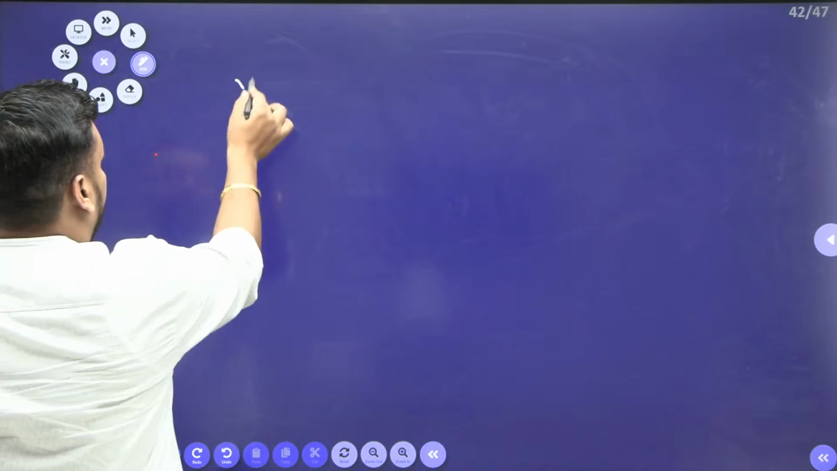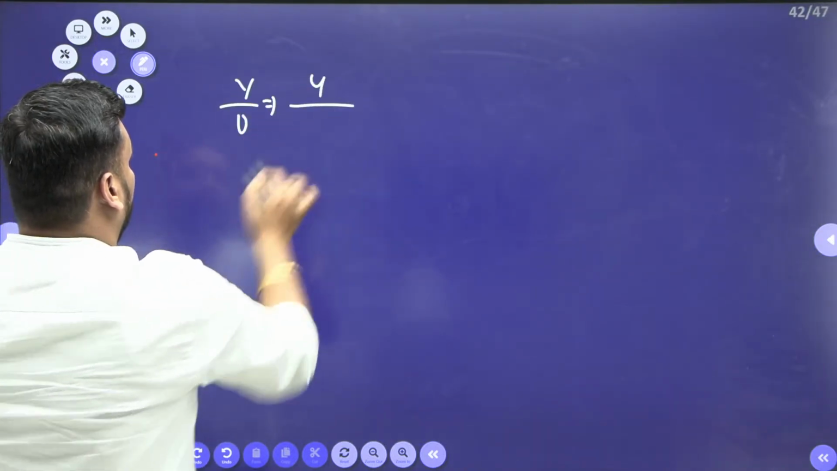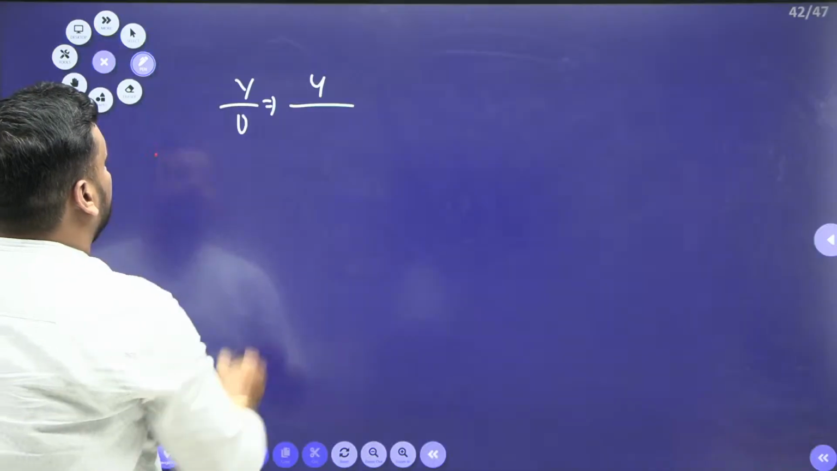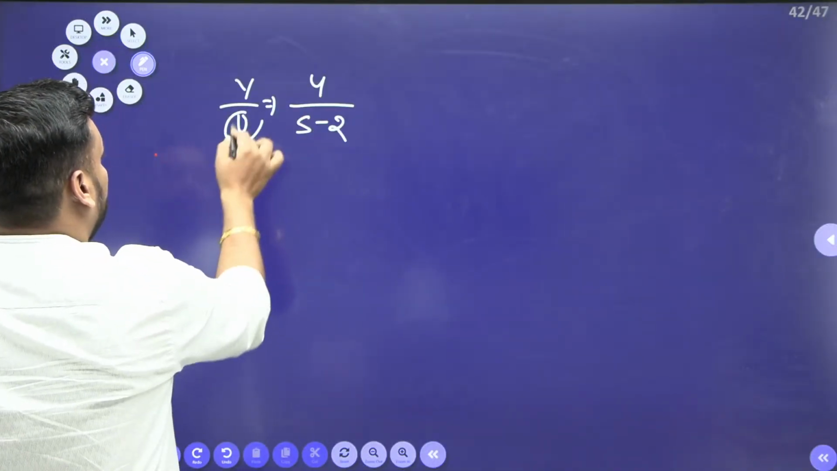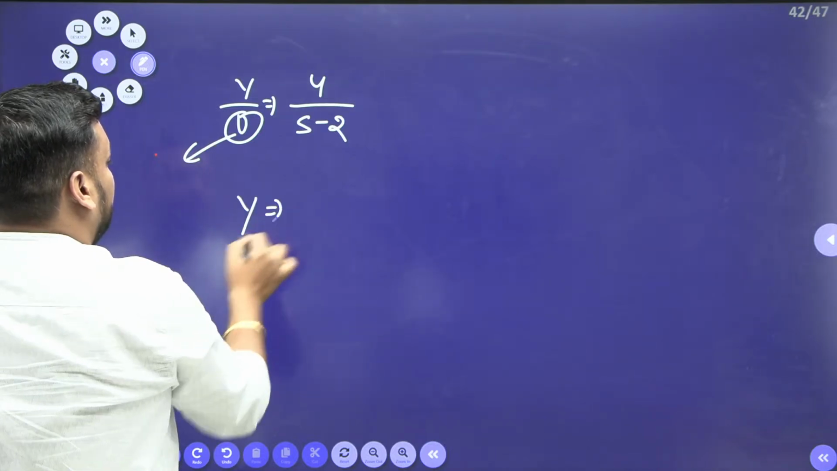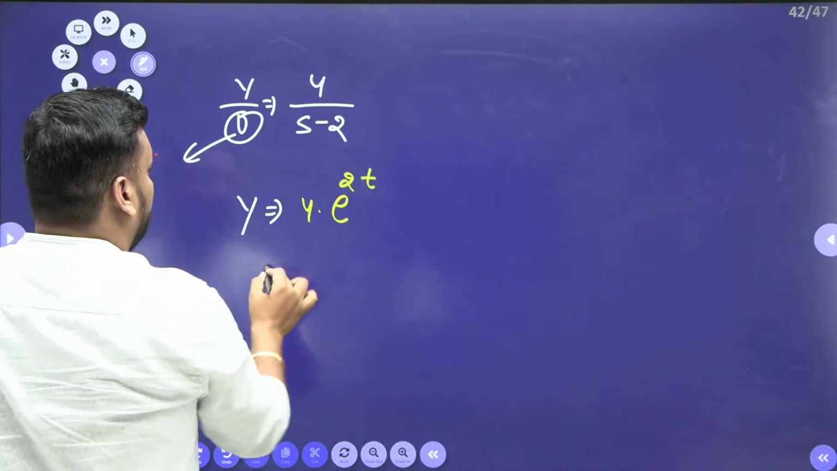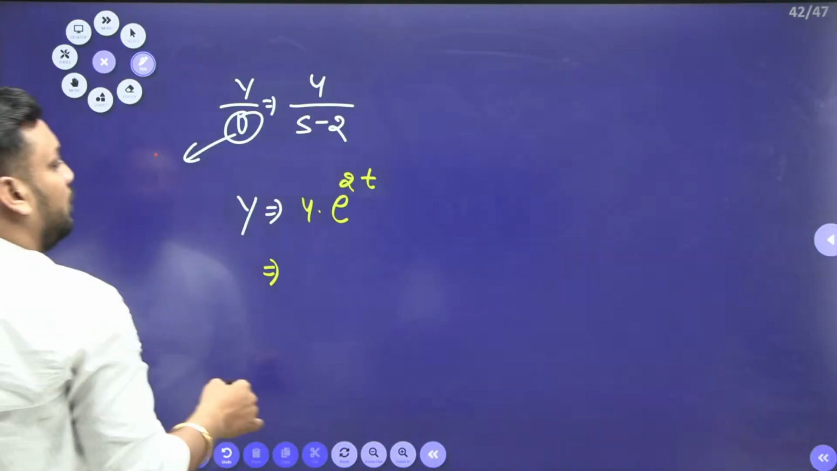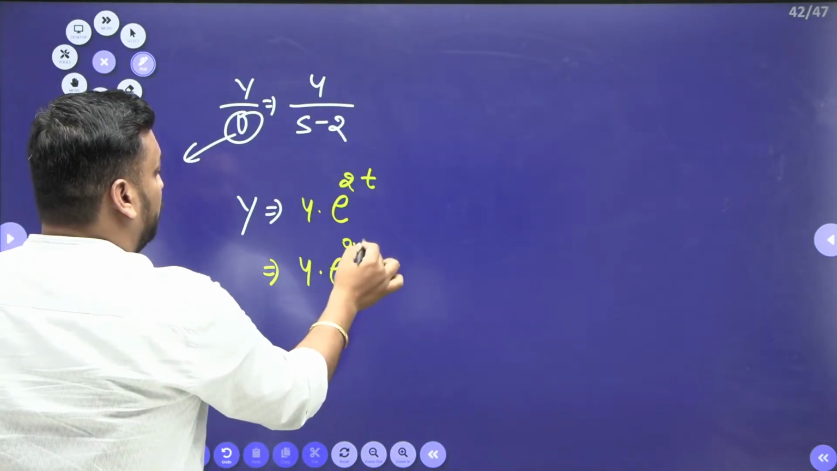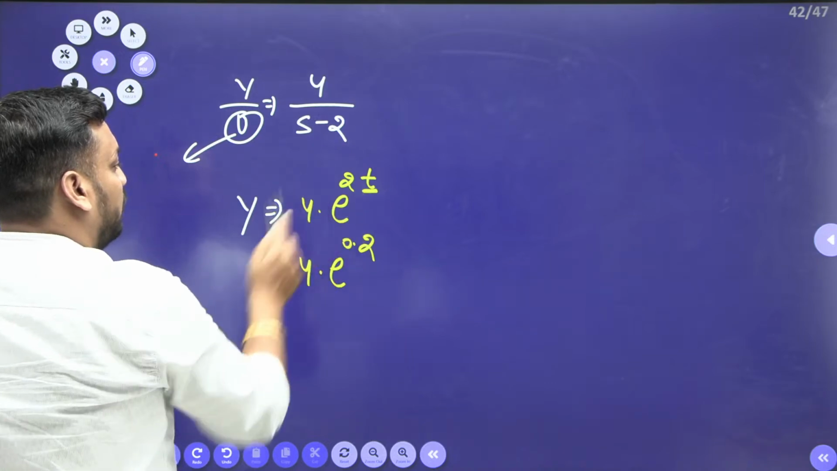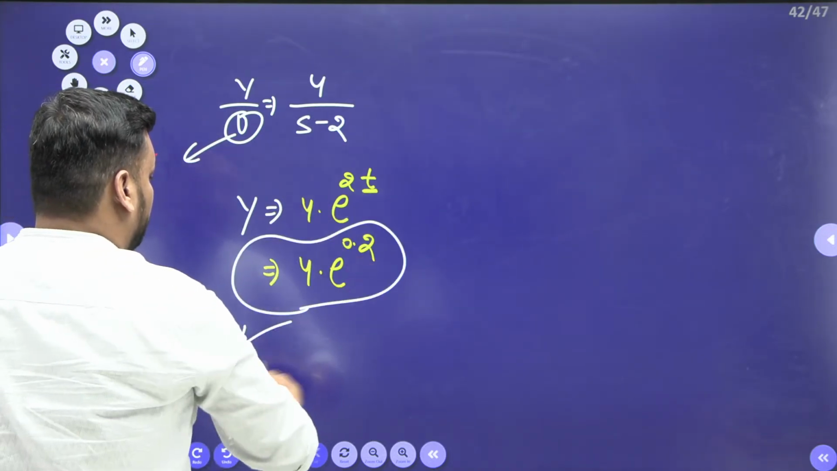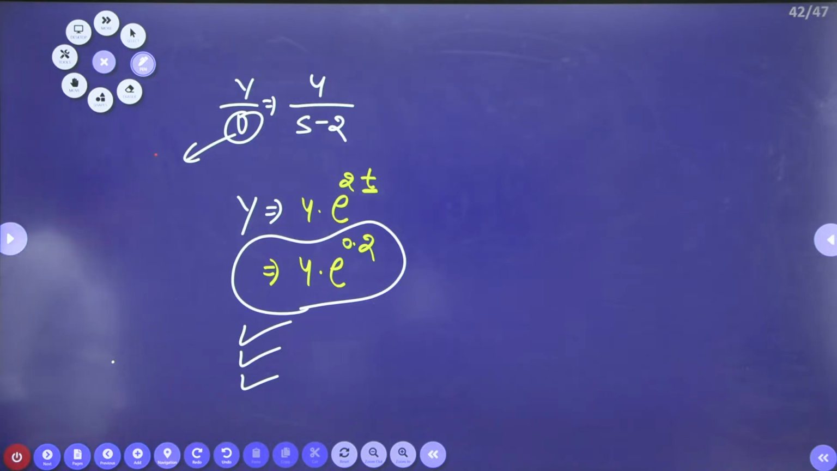So Y upon U, the transfer function, is nothing but 4 upon s minus 2. This is clear? It is given that the input is an impulse, so its Laplace transform is 1 only. When you take the inverse, you actually get 4 into e to the power 2t. The examiner is asking at t equal to 0.1, so the answer will be 4 into e to the power 0.2. Just calculate it numerically, guys, and you will get the answer. Yes or no?